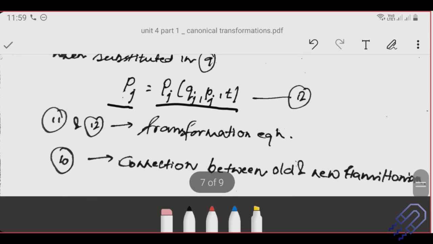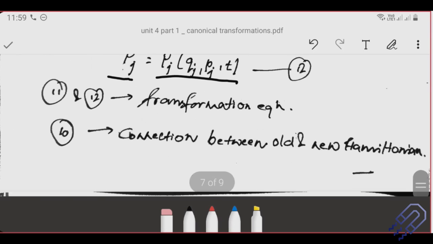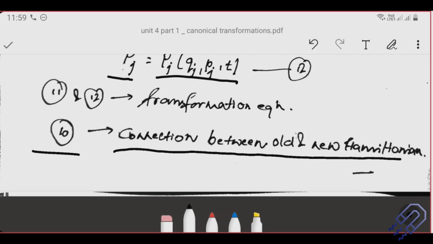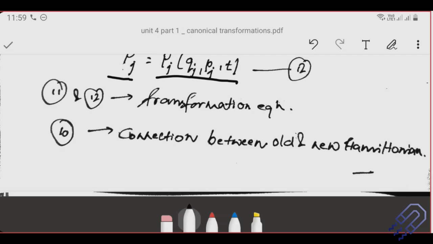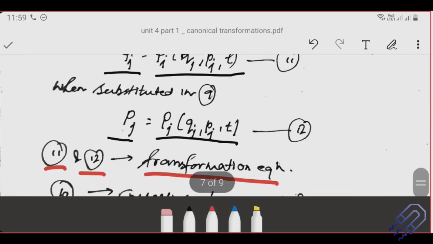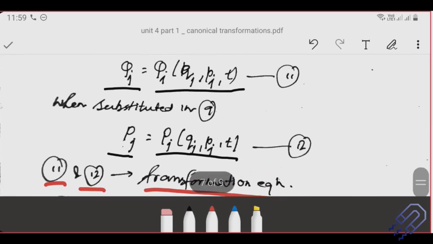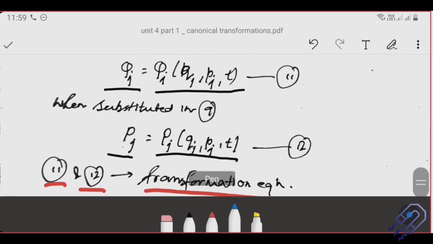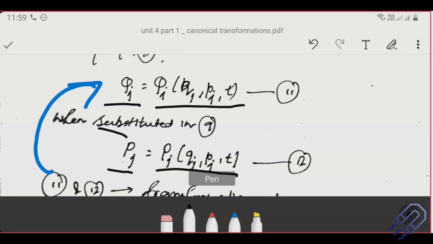And the final equation, that is the relation between K and H, is basically nothing but the connection between the old and the new Hamiltonian. And what are these 11 and 12? 11 and 12 are called the transformation equations. If we look into 11 and 12, I think this is important, so let me keep everything on screen. You see these are the transformation equations. This is one transformation equation, and this is another, and both of them are important.